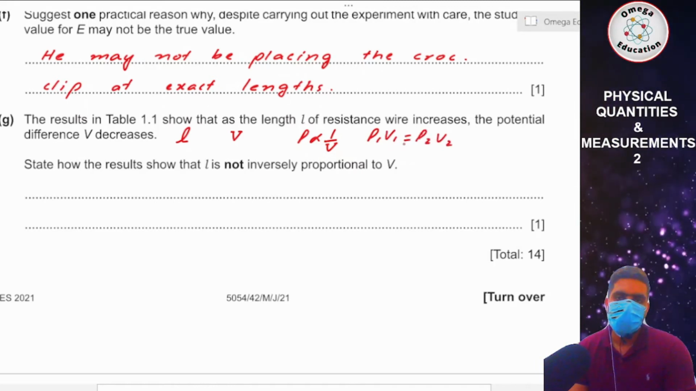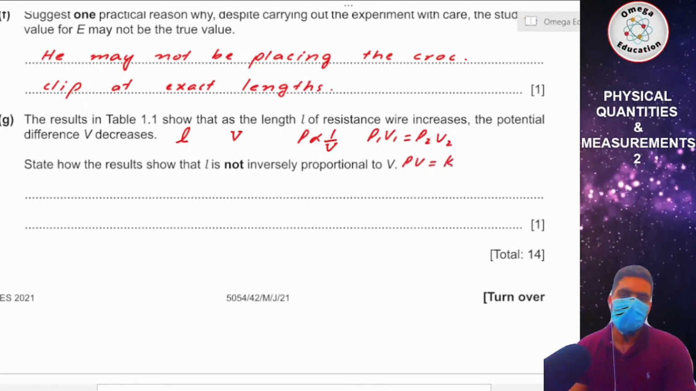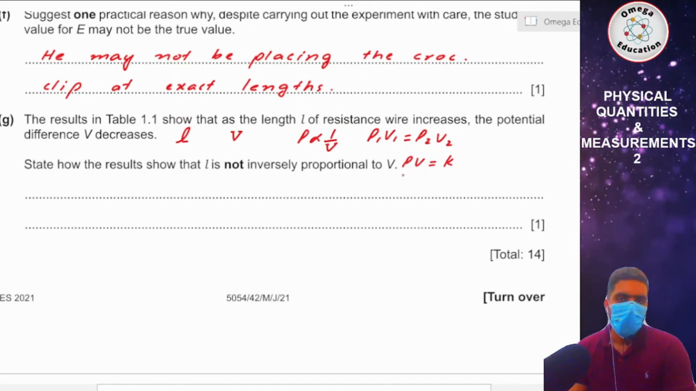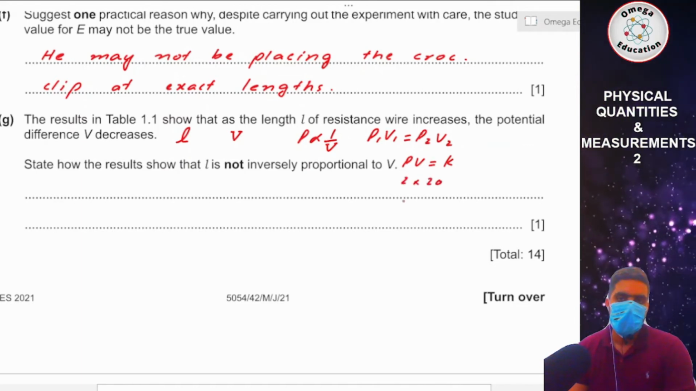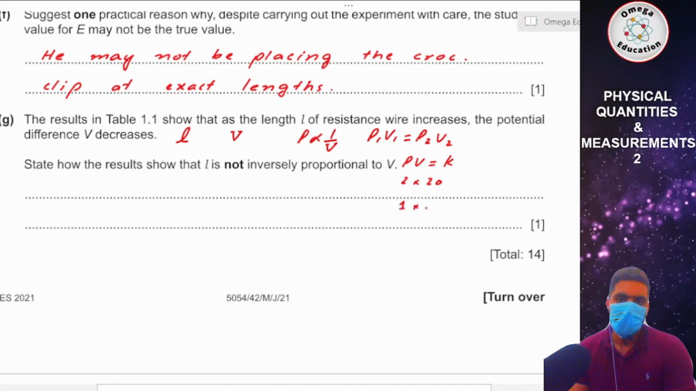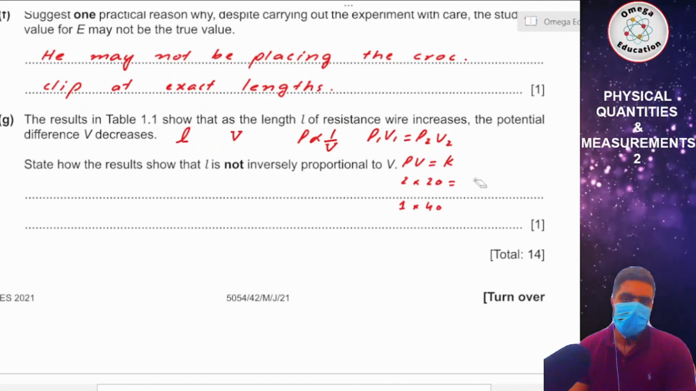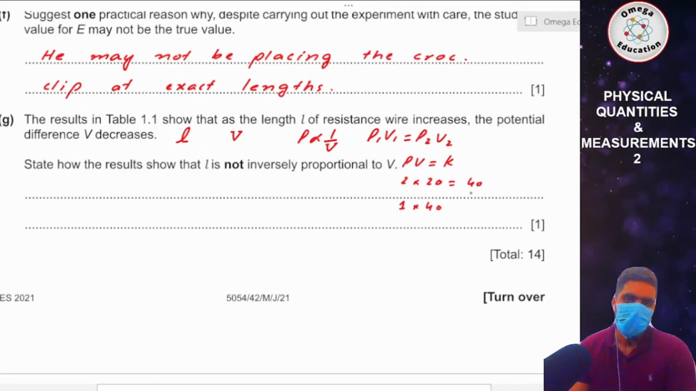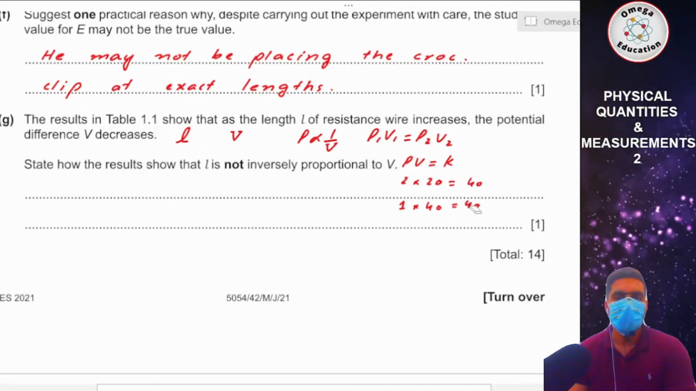That means the product of pressure and volume for a fixed mass of a gas is constant. So the product of P and V for all the points would be constant. If the pressure is 2, the volume might have been 20. But if the pressure is 1, the volume might have been 40. In both cases, the product would be 40. The product would always be the same if they are indeed inversely proportional to each other.